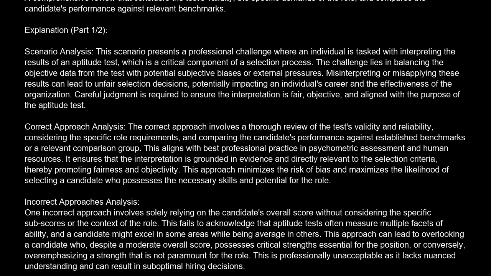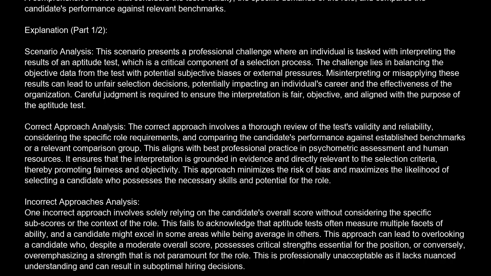This aligns with best professional practice in psychometric assessment and human resources. It ensures that the interpretation is grounded in evidence and directly relevant to the selection criteria, thereby promoting fairness and objectivity. This approach minimizes the risk of bias and maximizes the likelihood of selecting a candidate who possesses the necessary skills and potential for the role.